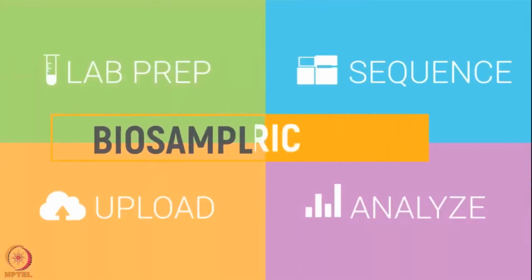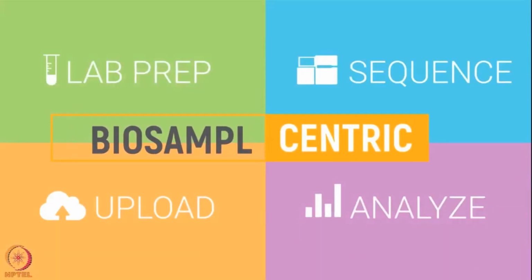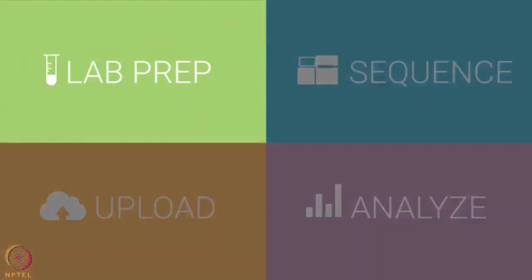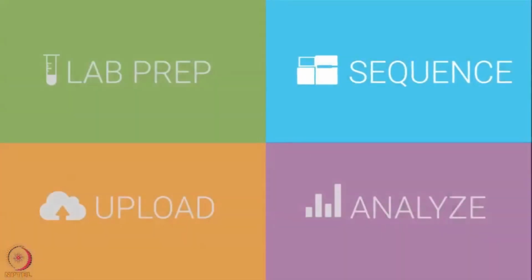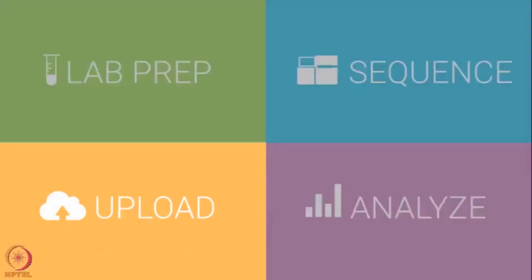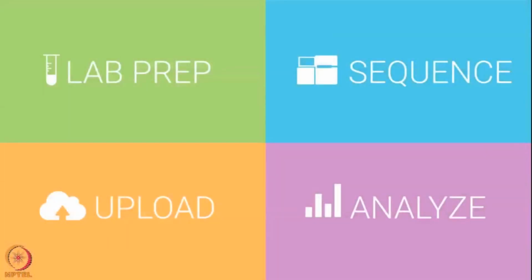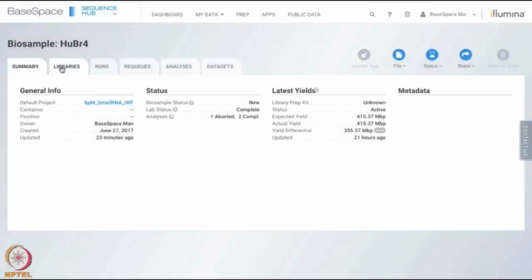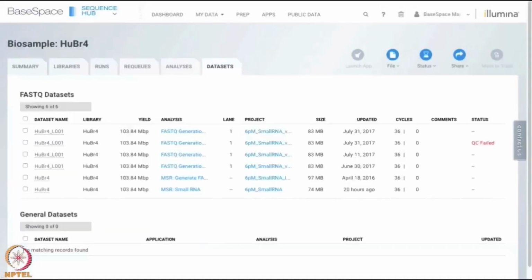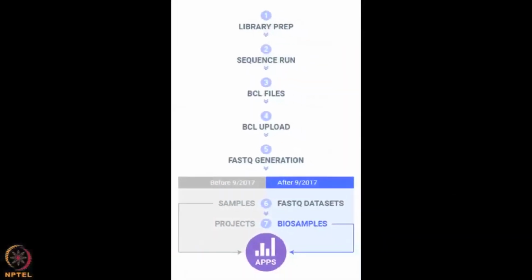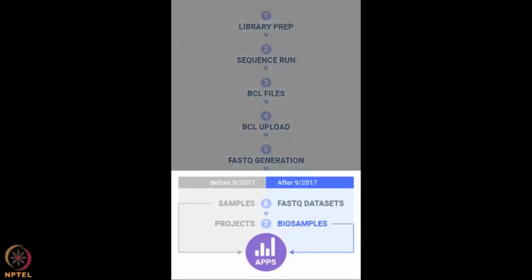The new biosample-centric data model lets you easily track all biosample activity from lab preparation through sequencing to processing and uploading of data to the cloud and analyzing results. Biosamples support data aggregation, which can be linked to multiple libraries, runs, requeues, analyses, and can have multiple datasets associated with them. FastQ datasets have replaced samples and are now stored inside of biosamples. Your existing samples have already been converted so that you can use the new file types as inputs when launching apps.